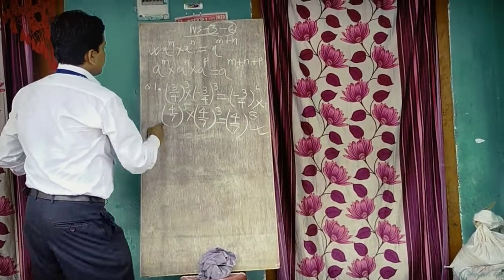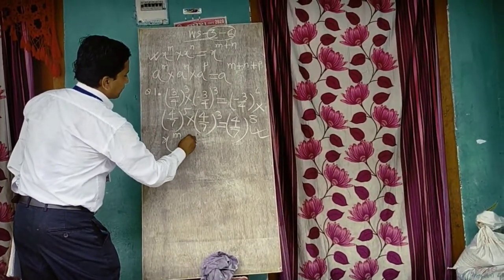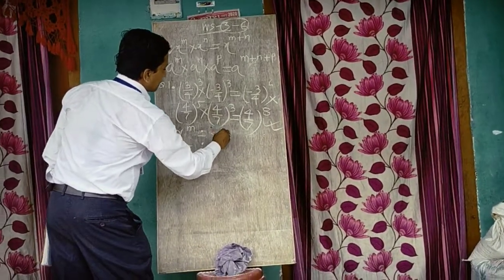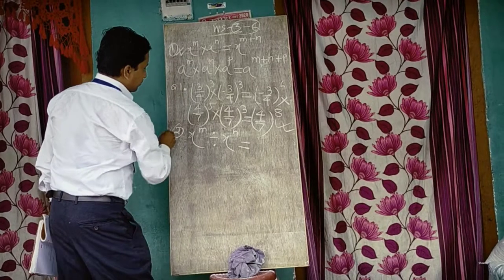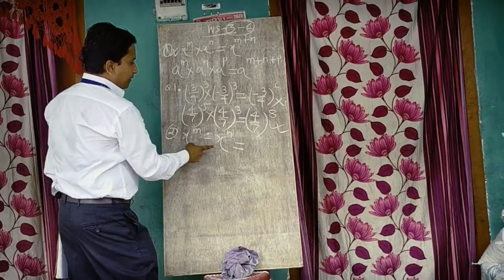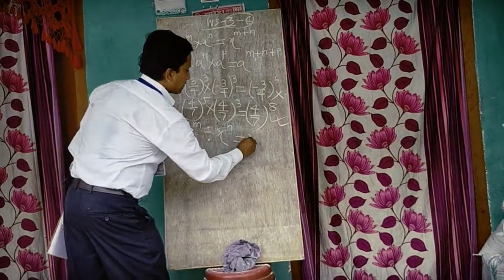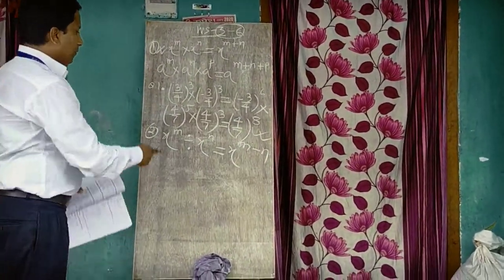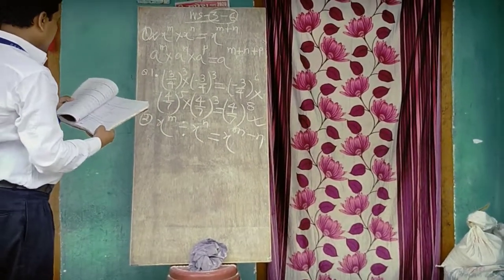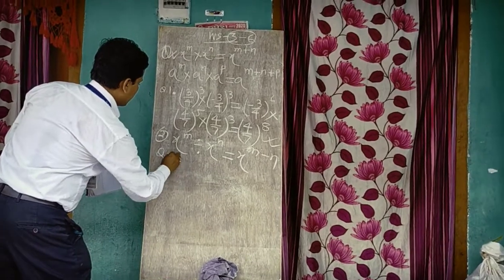Question number 3. Dear students, x to the power m divided by x to the power n. This is the next rule; that was the first rule, this is the second rule. The bases are the same and there is a sign of division. So subtract the powers: m minus n. With the help of these rules, you can solve question number 4.